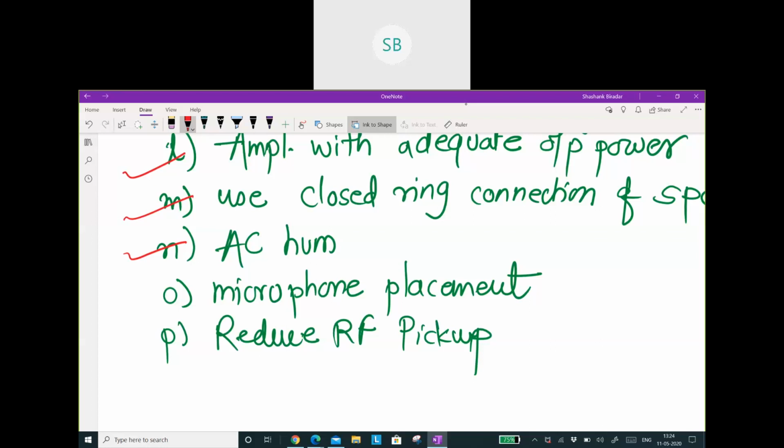The next one is microphone placement. This is very important. In an auditorium, microphones should be placed in such a way that all desired sources of sound are covered properly without picking up any undesired sound.